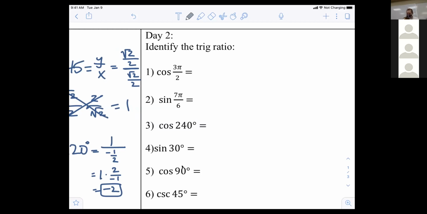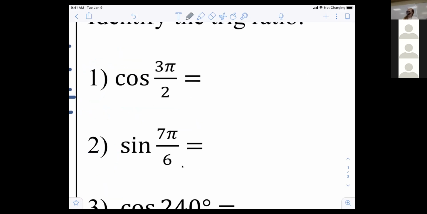So cosine of 3 pi over 2. Does anyone remember what that is? Or can someone tell me what that is? Cosine of 3 pi over 2 is 0. Very good. Remember that we're looking at 270 and cosine is your x. So we went to the x value of our 270.